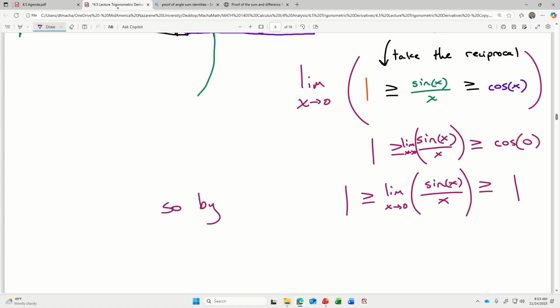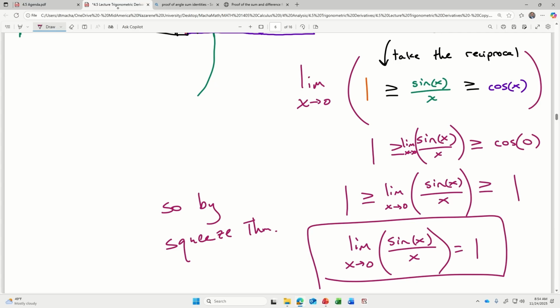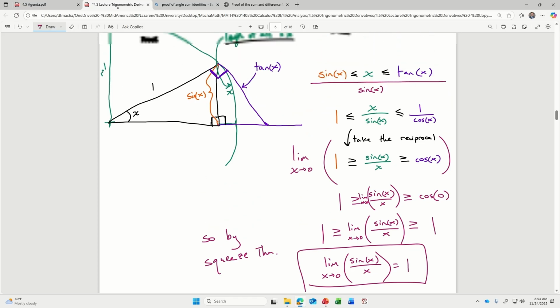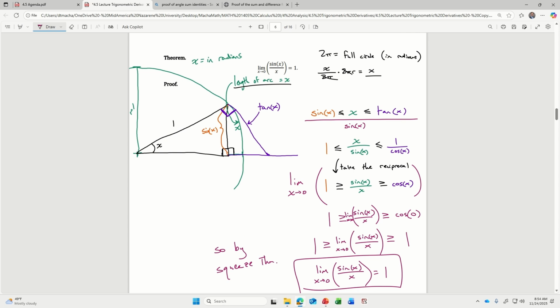So by the squeeze theorem, if I say the limit as x approaches 0 of sine of x over x is less than or equal to 1, and at the same time greater than or equal to 1, the only possibility is that this limit is equal to 1. So that's how we know for sure that the limit of sine over x is equal to 1. That's kind of the geometric argument, the proof here, that this limit should be equal to 1.